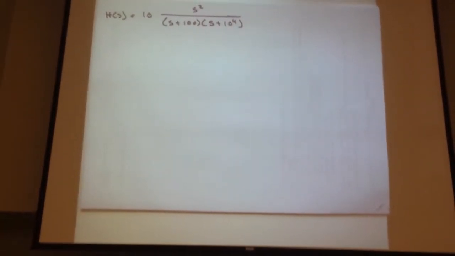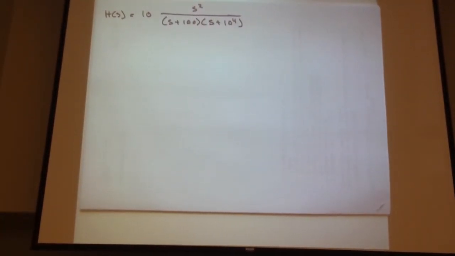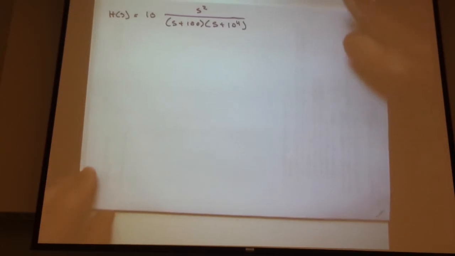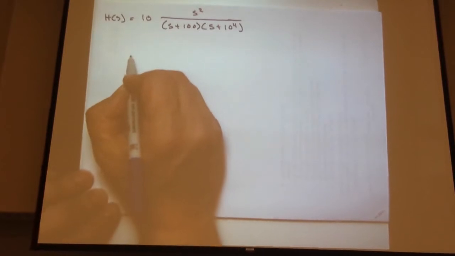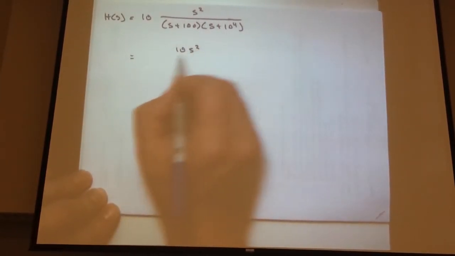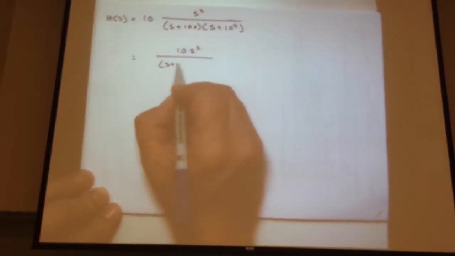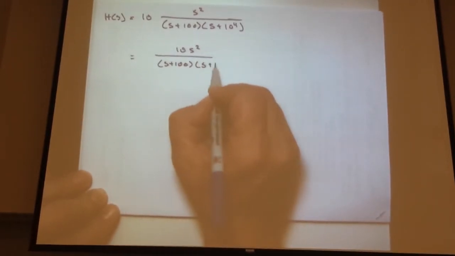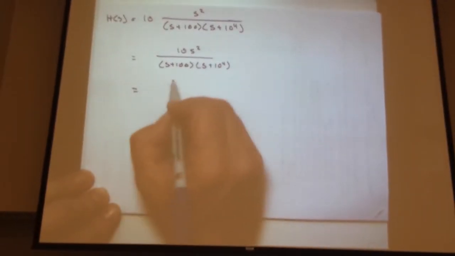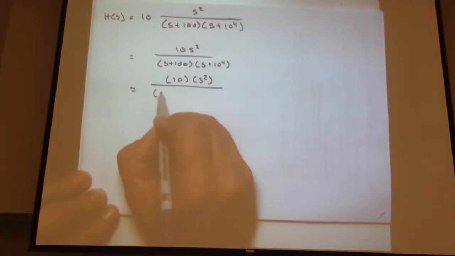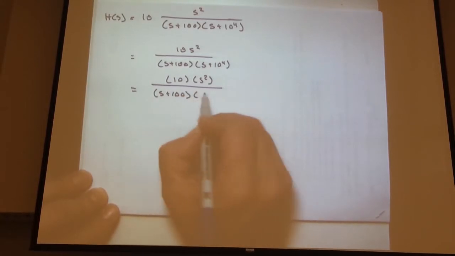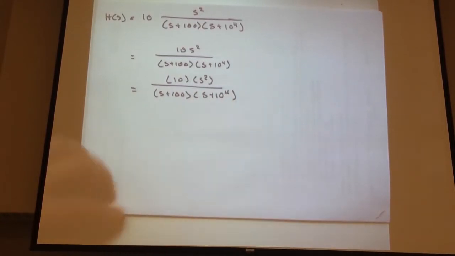So there's a transfer function. And if we think about this, one thing I should point out, and it's come up already today, it's come up before. Effectively, we can rewrite this as 10 s squared, s plus 100. And just to keep things clear, we can write this as 10 s squared, s plus 100, s plus 10 to the 4. Why do I do it like that?